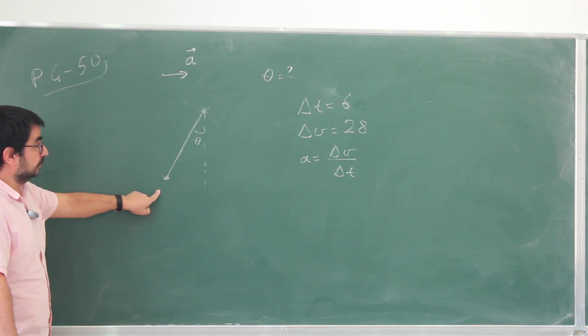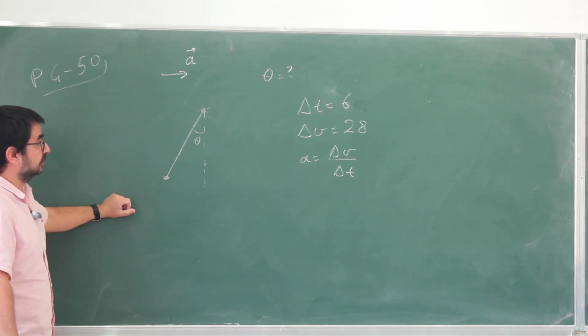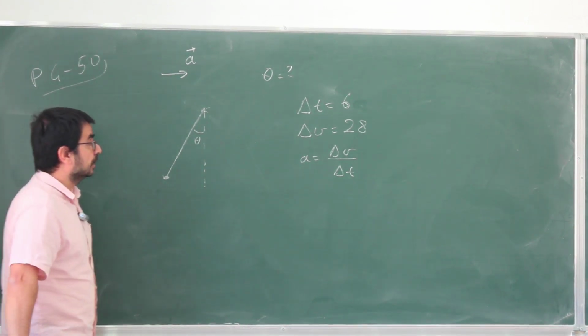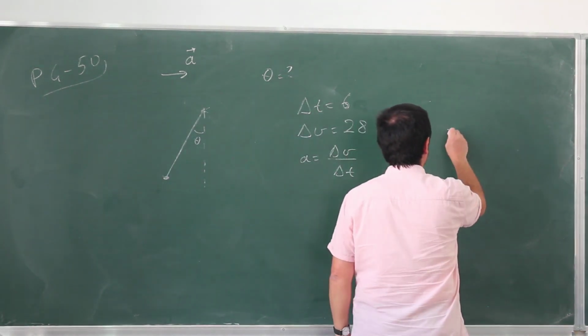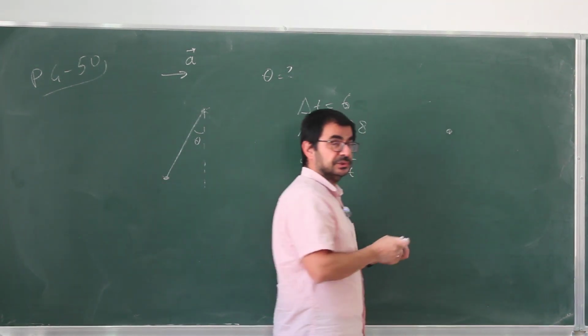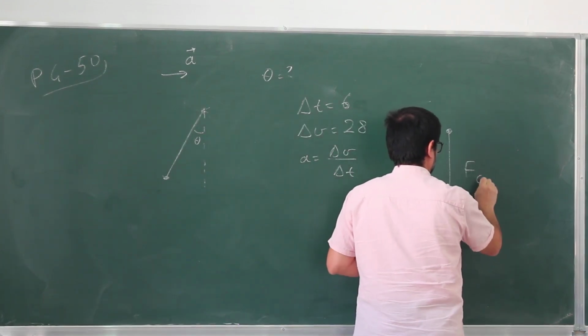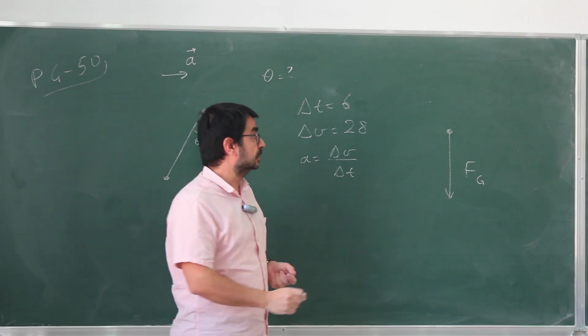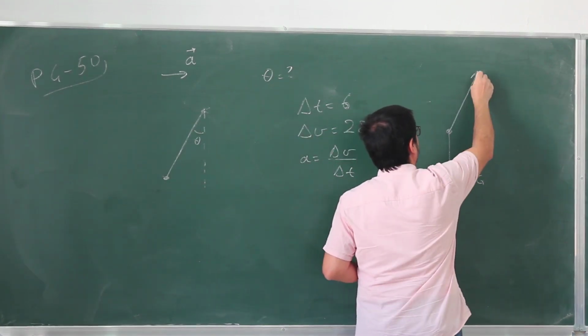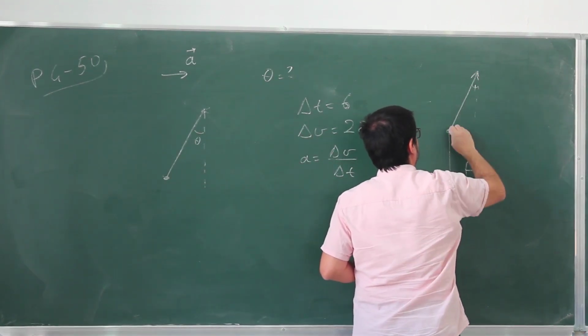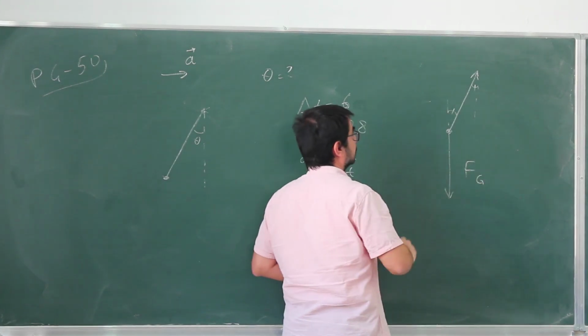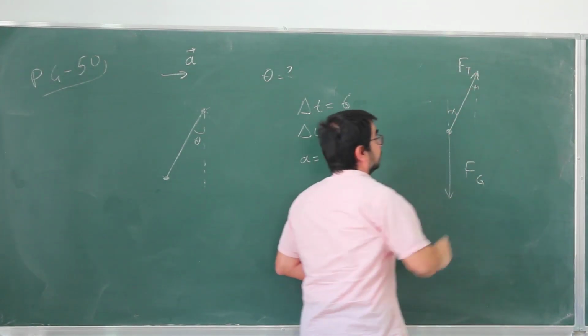Now, this is a dynamics problem, so the way I like to start dynamics problems is with a free body diagram. Let's draw a free body diagram. I have this object. What forces are acting on it? Well, there is gravity. It's always there. And what else? Well, there's tension. The tension is going to act this way. This is going to be theta. So is this. They're all theta. This is tension. And what else?